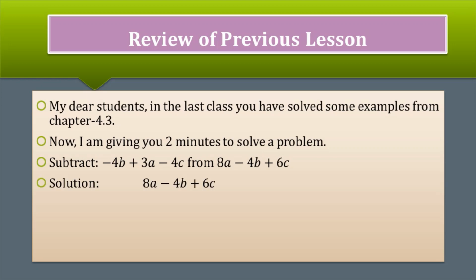Now I will show you the solution. Arranging the similar terms one below the other, we get 8a minus 4b plus 6c and 3a minus 4b minus 4c. In order to do subtraction, you have to change the sign: plus 3a would be minus 3a, minus 4b would be plus, and minus 4c would be plus. After that, 8a minus 3a we get 5a, and minus 4b plus 4b we get 0, plus 6c plus 4c would be plus 10c. So that is the answer, my dear.